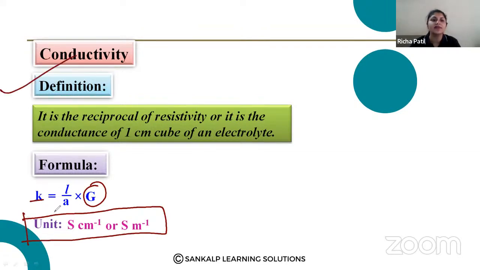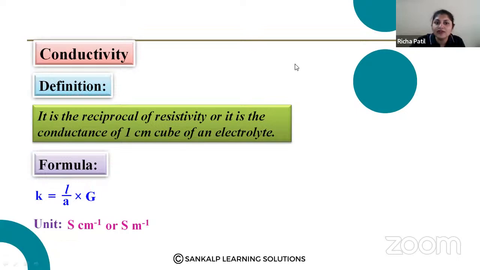So remember the conductivity units. Units are very important. What is the conductivity unit? It is Siemens per centimeter or Siemens per meter. So these are the units of conductivity.